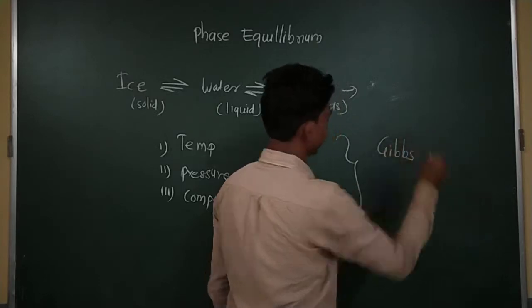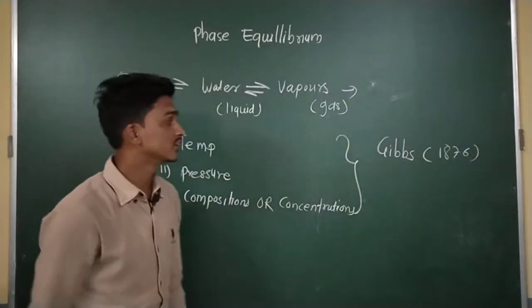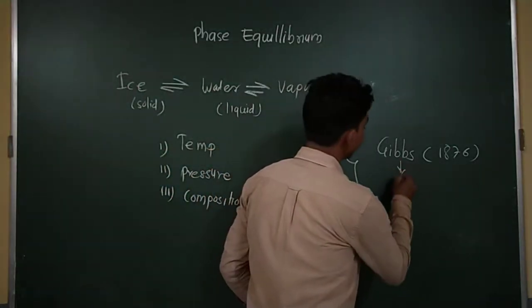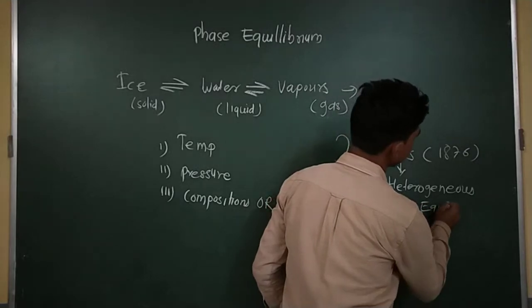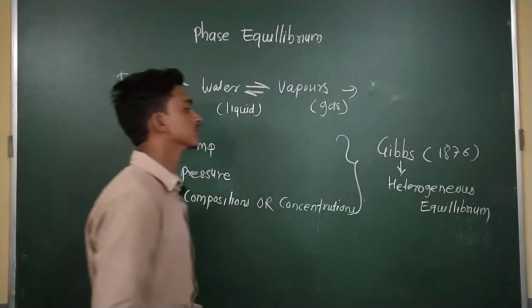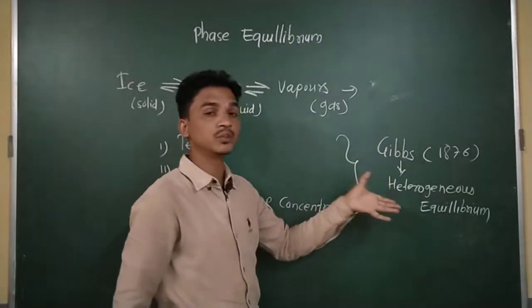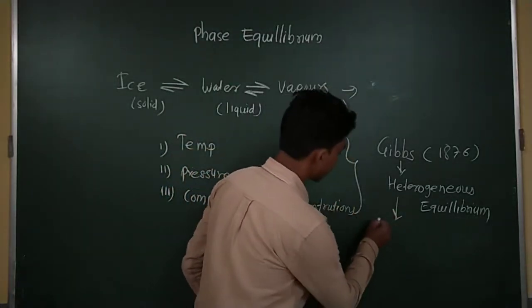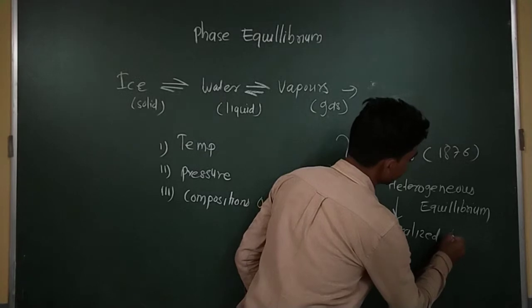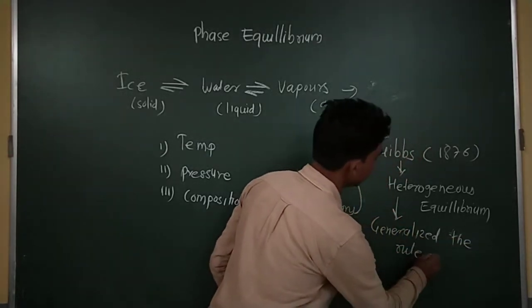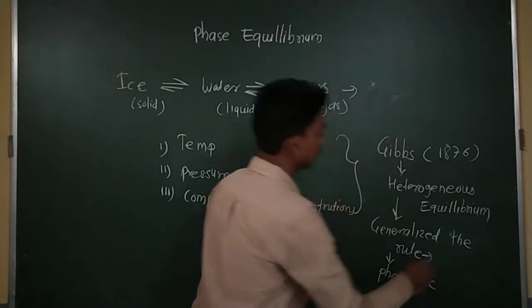Okay, the name of the scientist is Gibbs. Gibbs studied in 1876 the number of heterogeneous equilibrium systems, and he generalized a simple rule. That rule is known as the phase rule.